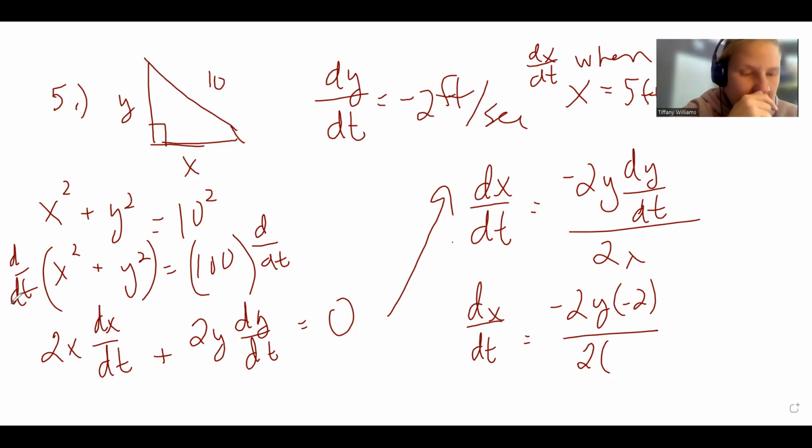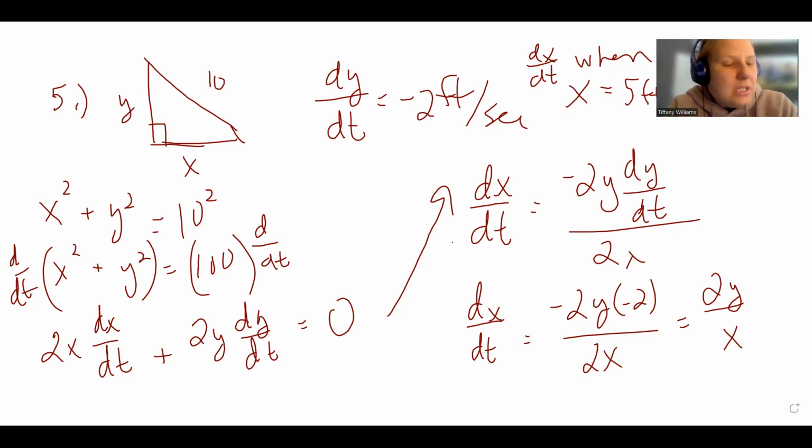Let's hold off plugging in. Let's just plug in dy/dt. I'm going to do that for right now. It doesn't really matter, but I want to show you something. So here, -2 times -2 is positive 4 over 2. So this is really going to be 2y over x. So dx/dt is going to be 2y over x.